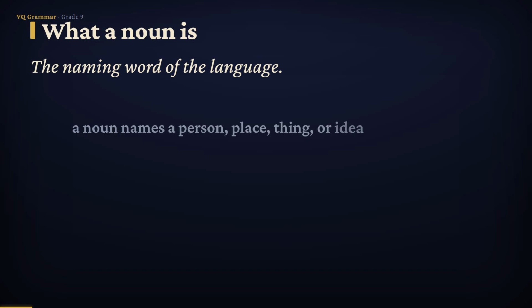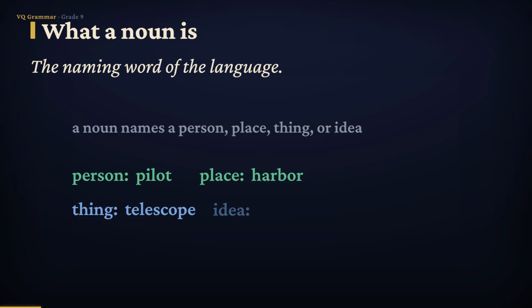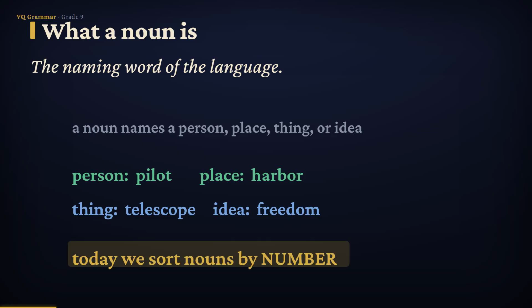A noun is a word that names a person, a place, a thing, or an idea. A pilot, a harbor, a telescope, a feeling like freedom. Every one of those is a noun. They're the words we build almost everything else around. Now, nouns can be sorted in several ways, and today we sort them by number. That simply means, is the noun naming one or more than one?